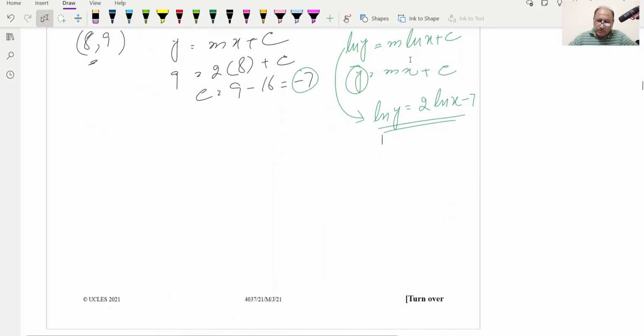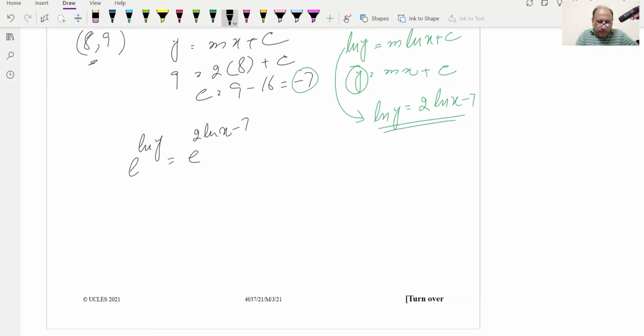We can use this equation: over here we can take power on both sides, e power, so it will be e raised to the power log y is equal to e raised to the power 2 log x minus 7.